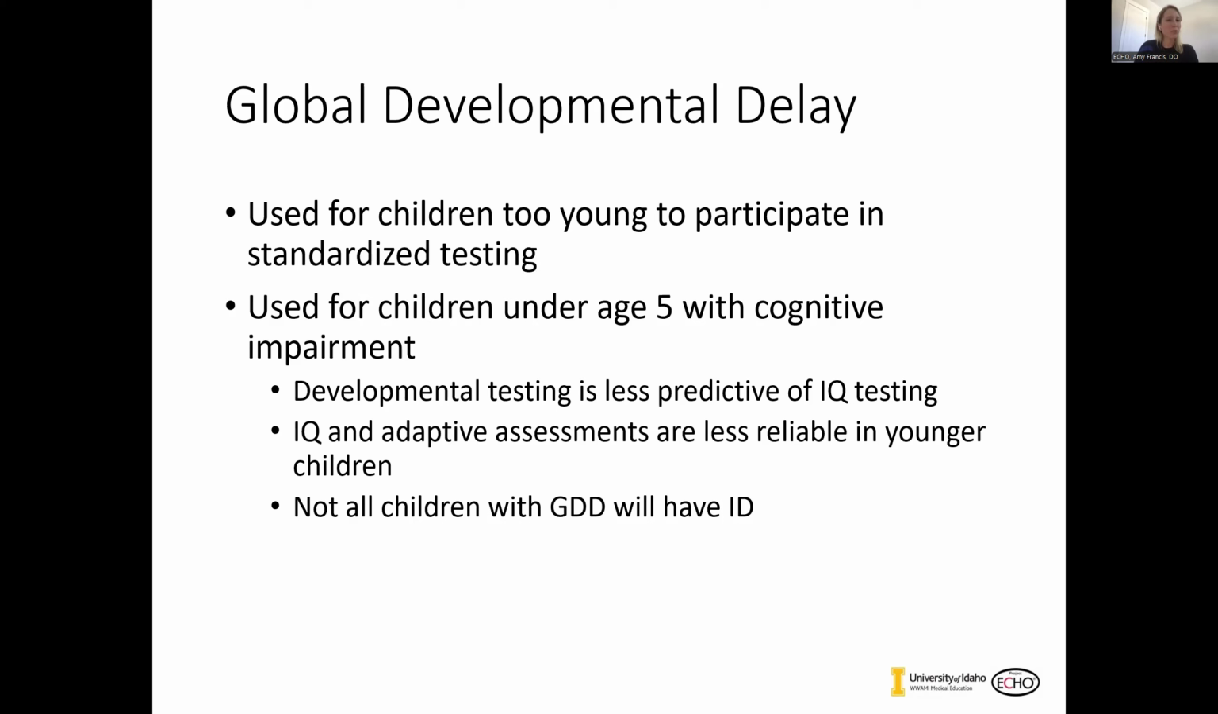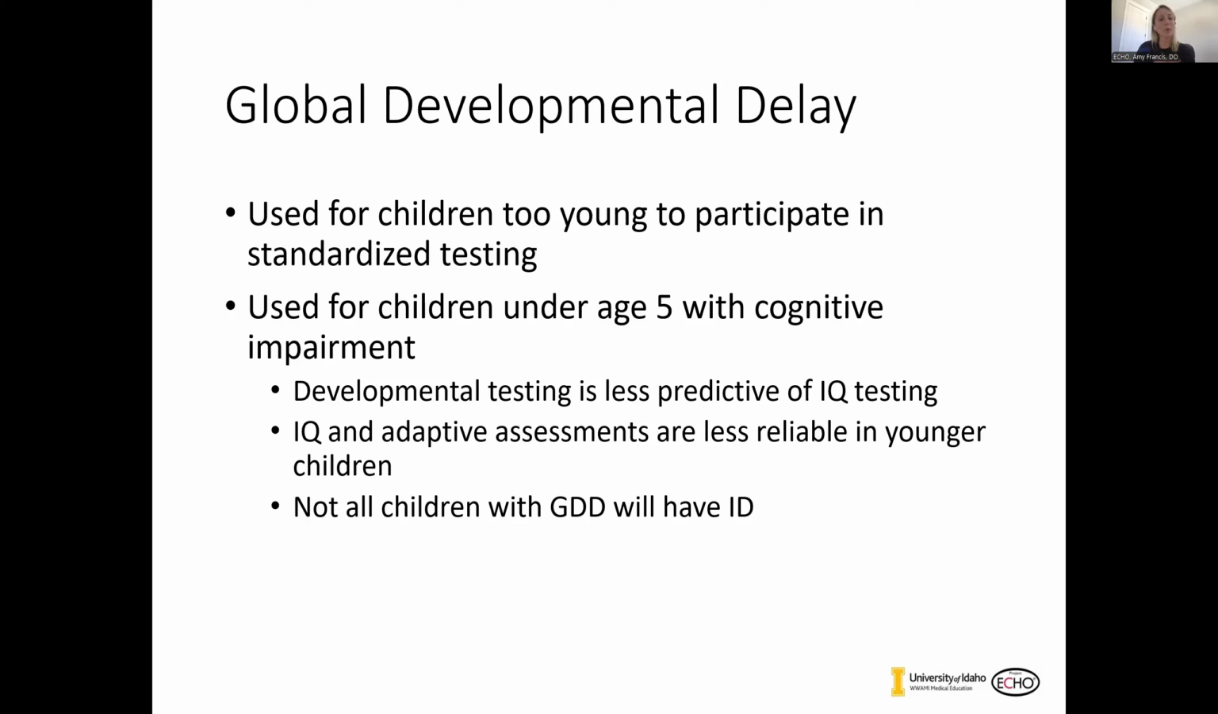This diagnosis is used for children who are too young to participate in standardized testing, so usually under the age of 5, okay? And it most often will also include a deficit in the cognitive domain, so cognitive impairment. We do more developmental testing when children are young, and developmental testing tends to be less predictive of IQ testing and long-term outcomes. So IQ and adaptive assessments tend to be less reliable when we do try to use them on younger children.